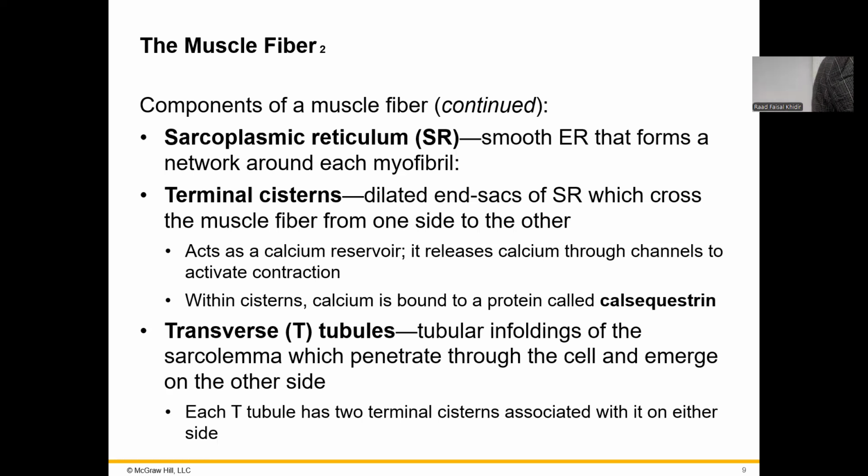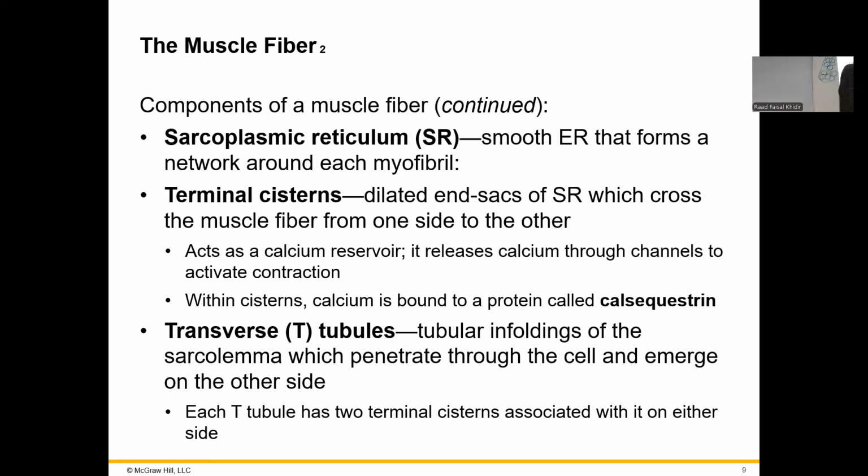So there are also transverse tubules. The T-tubules are tubular enfoldings of the sarcolemma, which penetrate through the cell and emerge on the other side. Each T-tubule has two terminal cisterns associated with it.